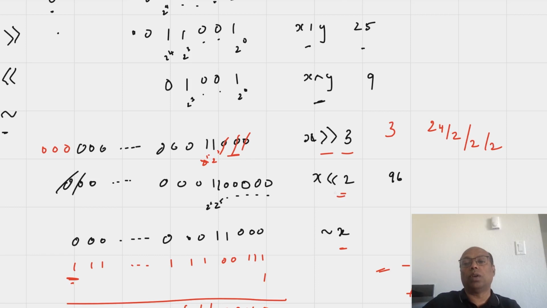What do you have to do? 24 needs to be multiplied by 2. Why? Because 24 into 2 is 48. 48 into 2 is what? 96. Okay. It's a shortcut for you to remember. But you should know how it's happening actually. How it's happening, you should know.